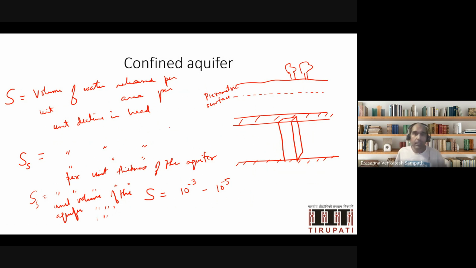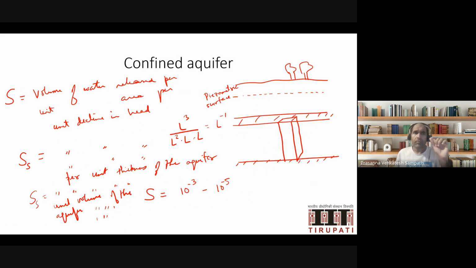So I'll have an L cubed in the numerator, which is the volume of water released, per unit cross-sectional area, L square, per unit decline in head, L, per unit thickness of the aquifer. So therefore, in the denominator, I have L to the power 4. In the numerator, I have L to the power 3. So therefore, I end up with a term which has dimensions of L to the power minus 1. Right? So that's consistent with the way we've defined Ss. It will have dimensions of L to the power minus 1.